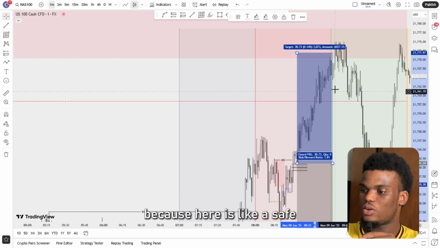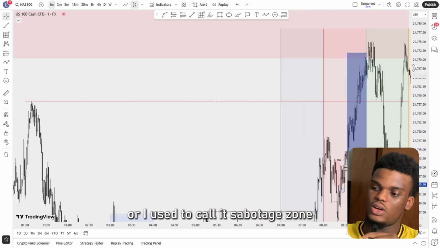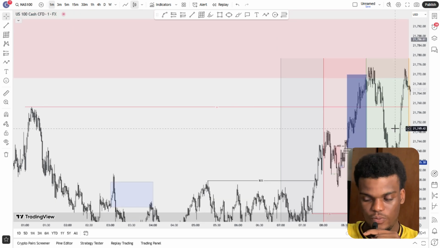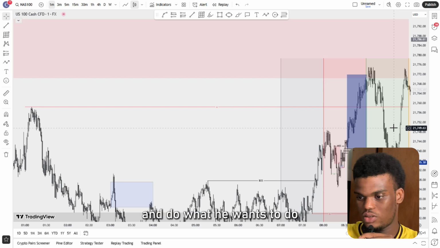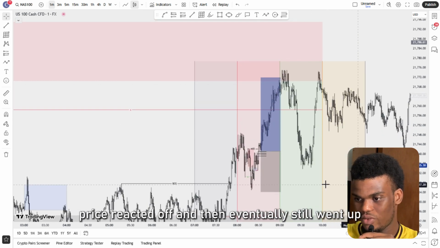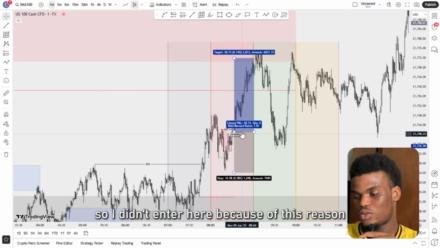Okay, because here is like a safe, or I used to call it sabotage zone. That's literally the zone I'm expecting price to react off, and do what it wants to do. And exactly as you can see, price reacted off and then eventually still went up. But this is like the safe zone. Okay, so I didn't enter here because of this reason.